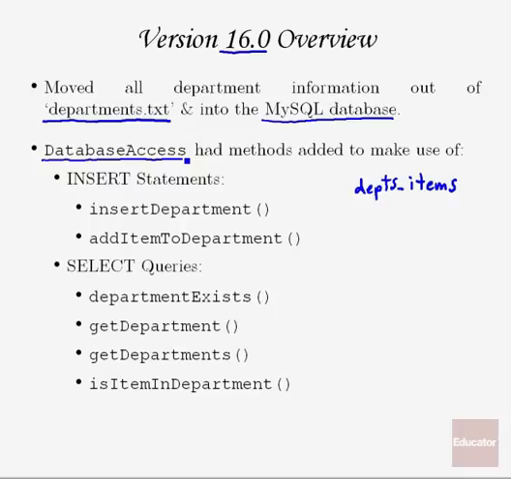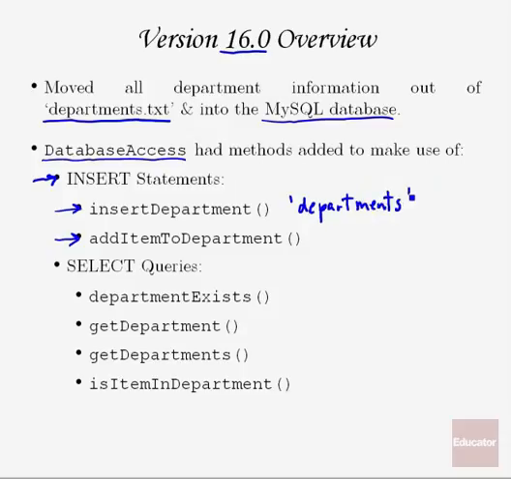So for example, we know two types of SQL statements so far. We know about insert statements as the first one. So we're going to learn how to insert a department into the store using an insert statement. Then as a separate operation, we're going to learn how to add an item to a department. In our insert department functionality, we're just going to be inserting a row into the departments table.